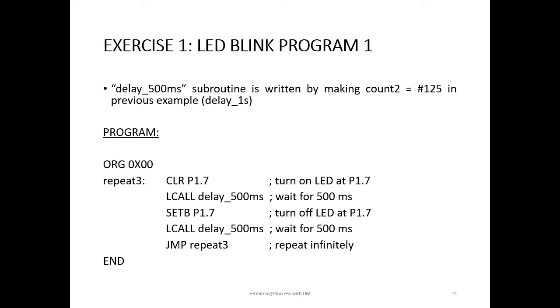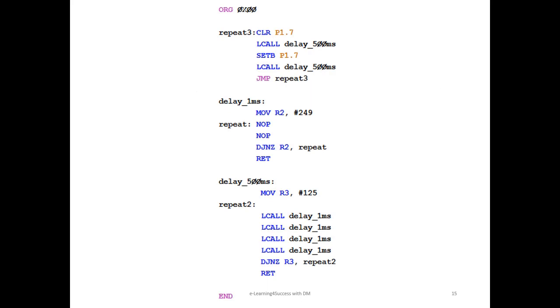Next, we will write the 8051 assembly language program to obtain the desired functionality. This program clears and sets the P1.7 pin repeatedly at regular intervals to turn on and off the LED connected to it. The Delay_500 milliseconds subroutine is used to generate the required delay for the blinking action. It is written by making the count2 variable equal to 125 in the delay_once subroutine discussed earlier. This is the complete program for the given exercise question. The correct syntax for writing the 8051 assembly language program is followed here.